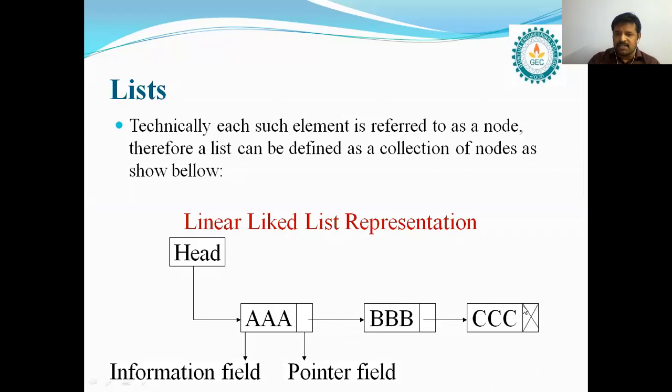But this address part is taken as null because after the third node, no more nodes are available. That means it is the last node in the linked list. The last node's address part should be represented with a null value. Then the compiler will understand that whenever the address part has a null value, that node itself is the last node in the linked list. Here head is a pointer which always stores the address of the first node. This is how we can represent the linked list.